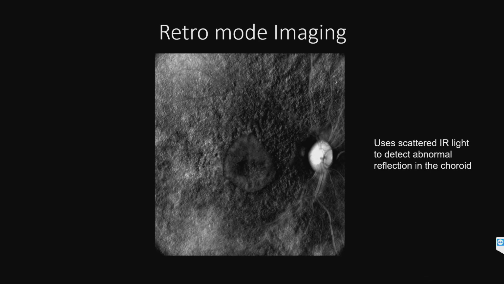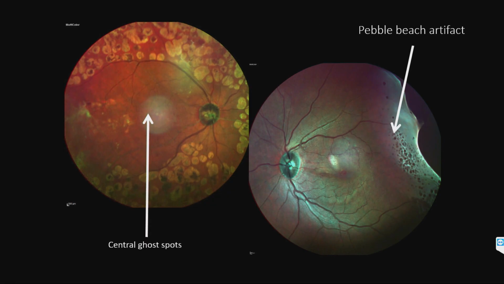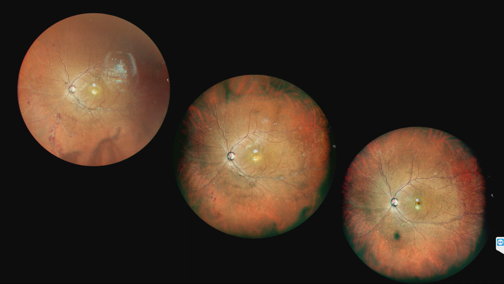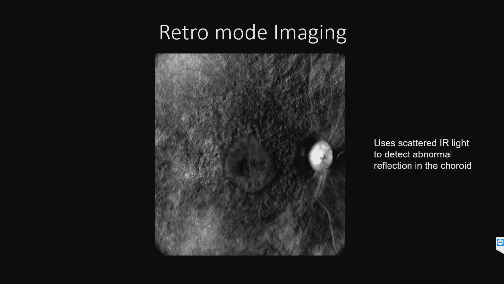Retro-mode imaging is a new kid on the block, and we are still exploring the possibilities of that. It uses a scattered infrared light to detect abnormal reflections in the choroid, and a 3-dimensional image is created. This is retro-mode imaging of a RAP patient, RAP with CNVM.